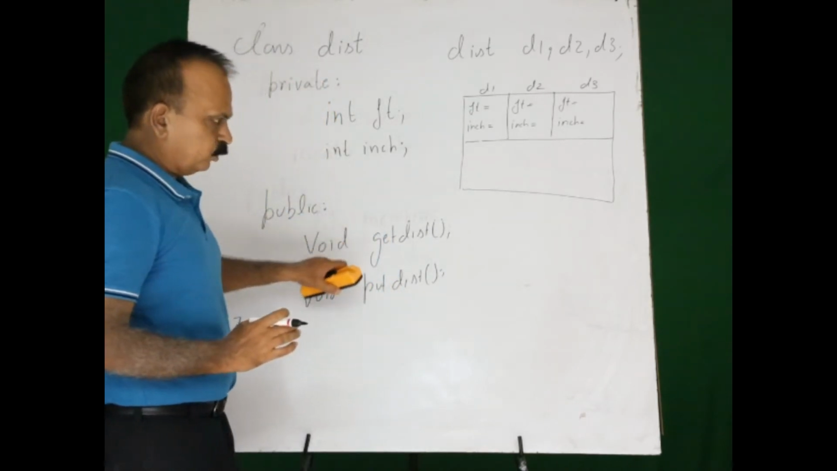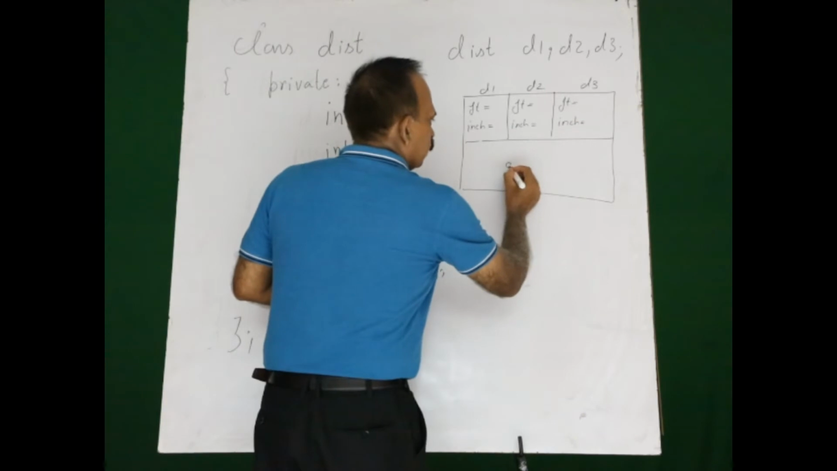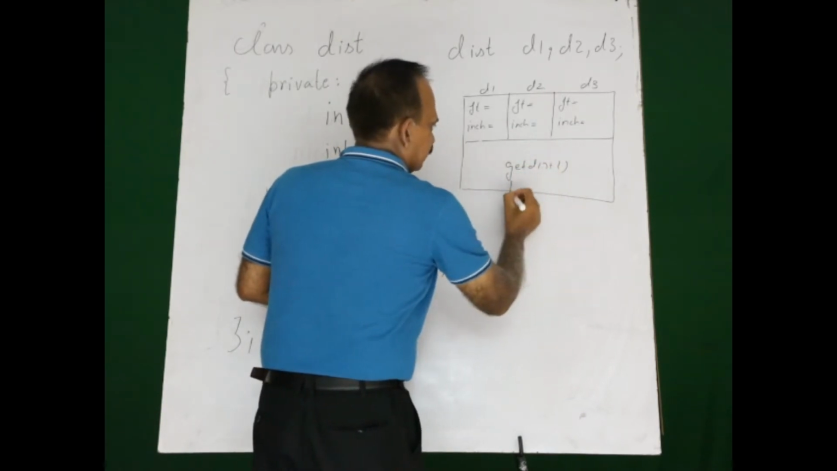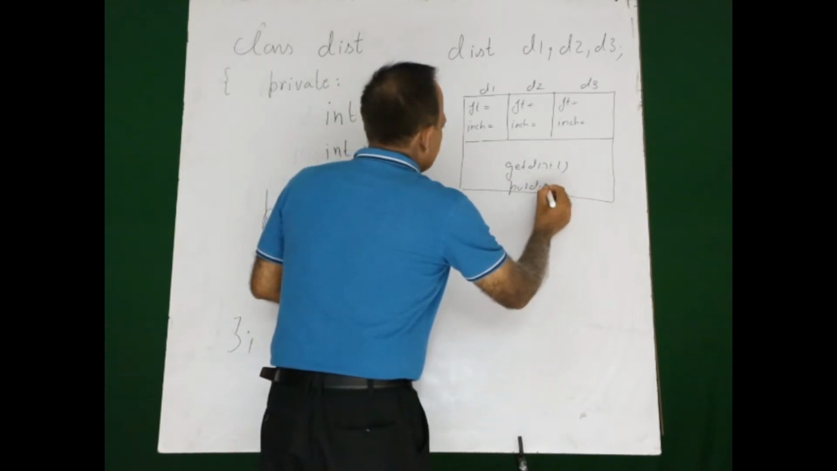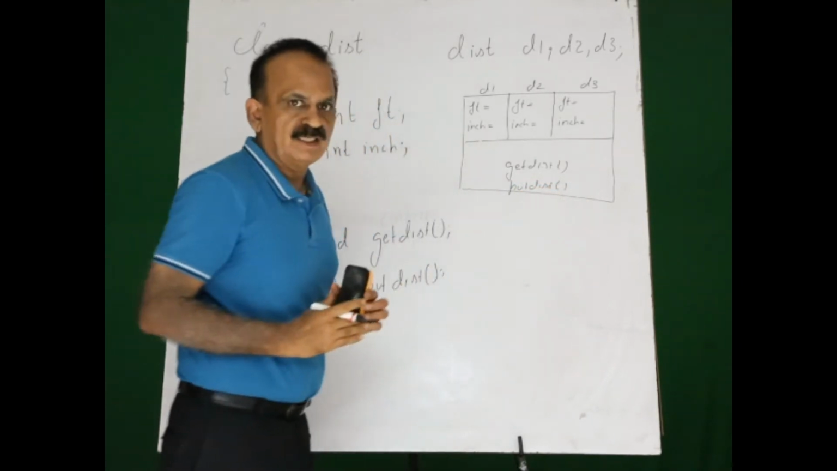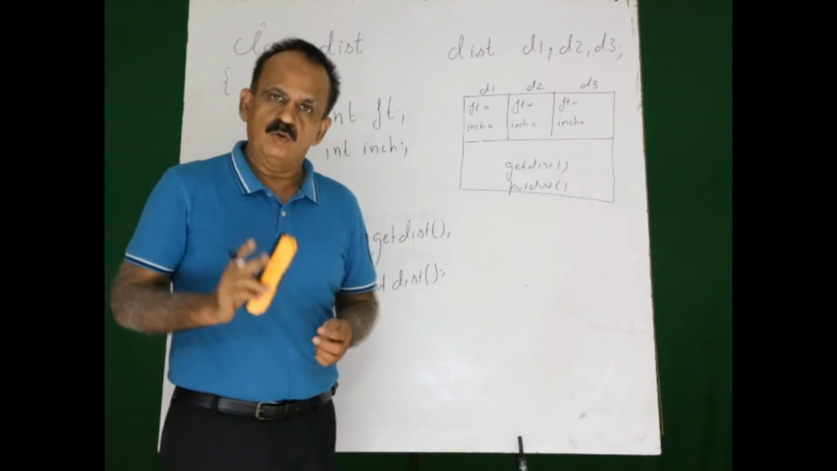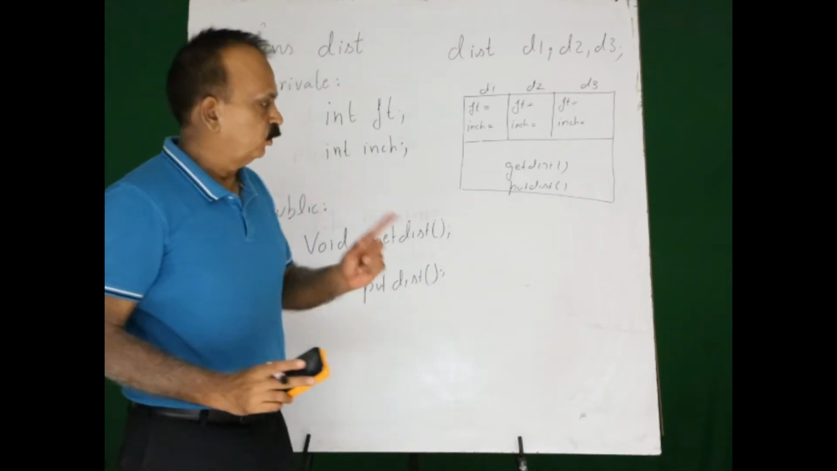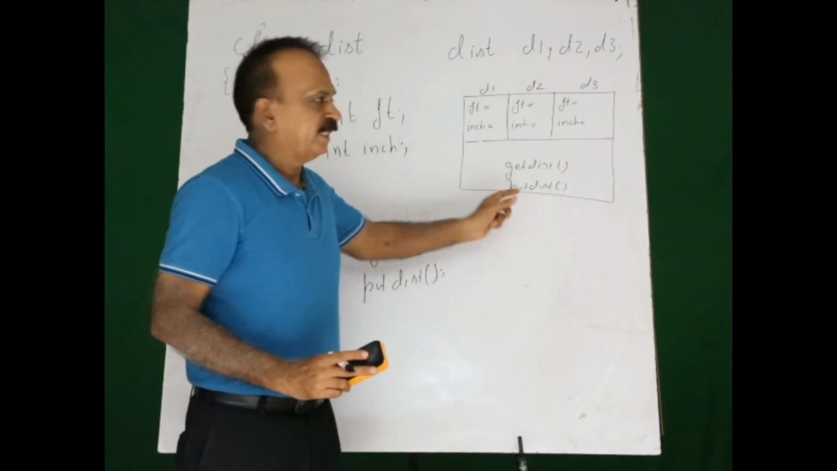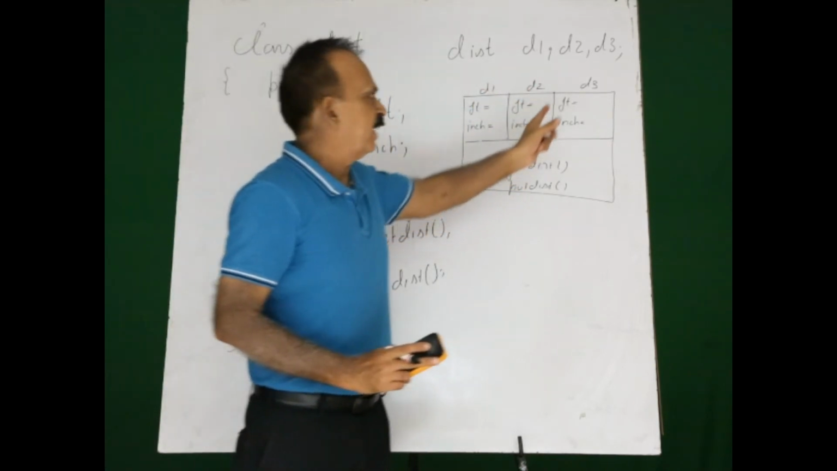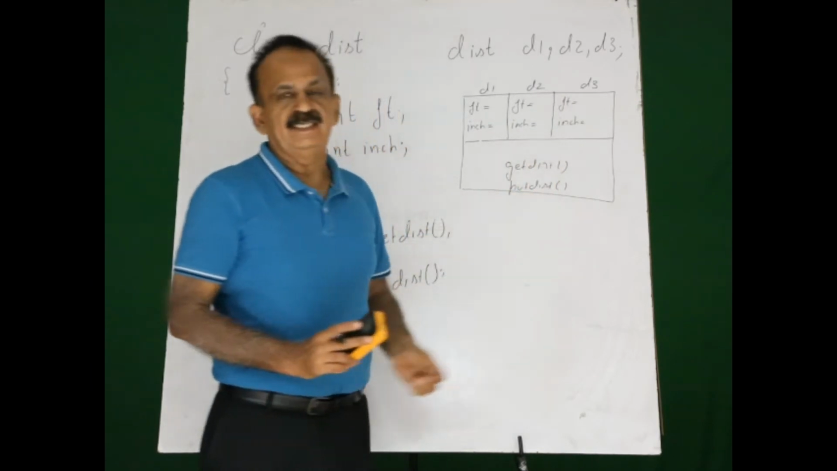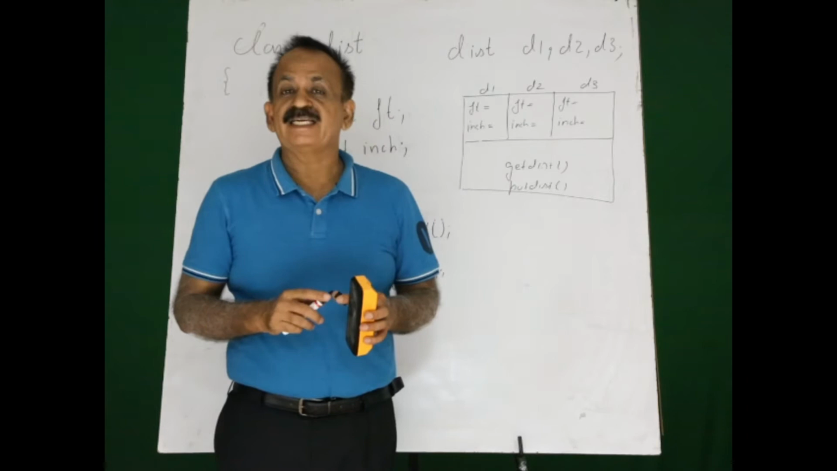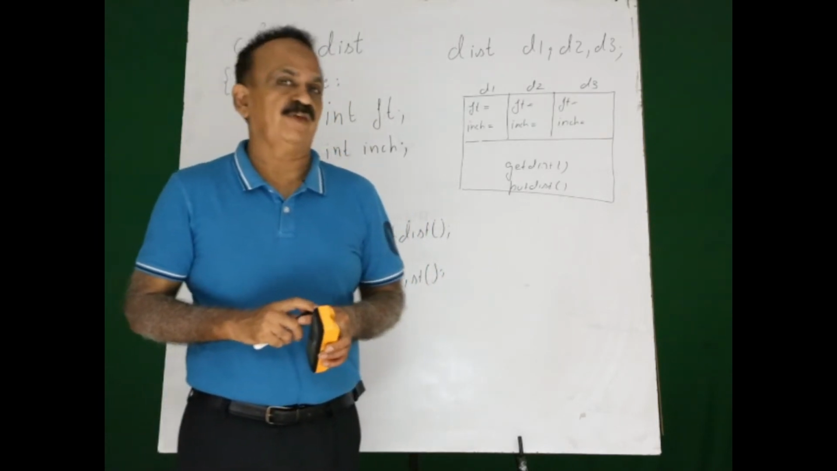Now what about these two? These two are created only once, that is get distance, and the other function is put distance. The copies of these functions are not created for every object. Only one copy of these two will be created. No doubt it can be used by D1, it can be used by D2, as well as it can be used by D3. Now with this I explained the concept of instance variable.